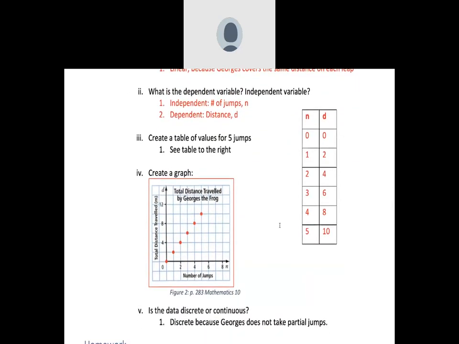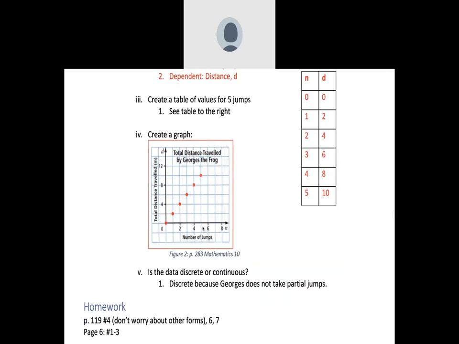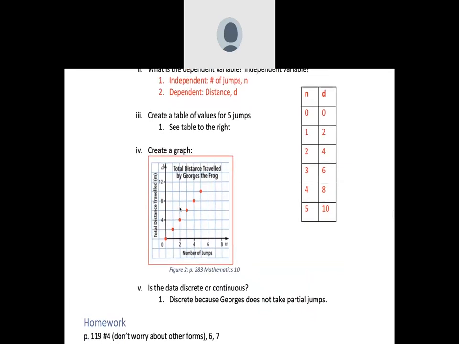There's your table of values for 5 jumps. Creating a graph, is it discrete or continuous? As you create that graph, maybe you've been following along with me so far, it has to be discrete, because you can't take 1 1/3 jumps. The distance part could be decimal based, but the number of jumps you take cannot be half a jump, a third of a jump, a quarter of a jump. So this is a discrete data situation.